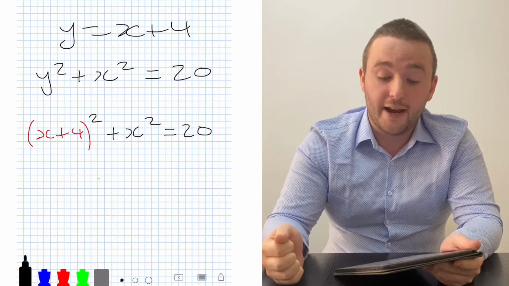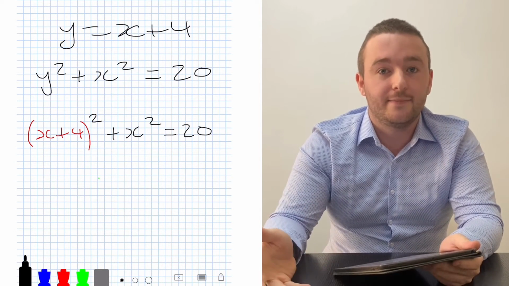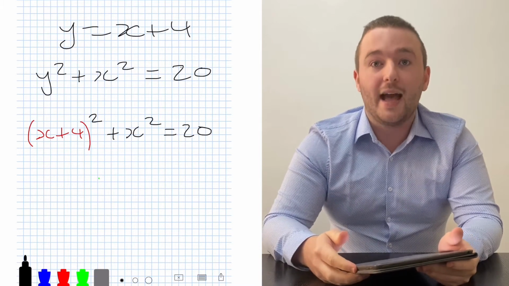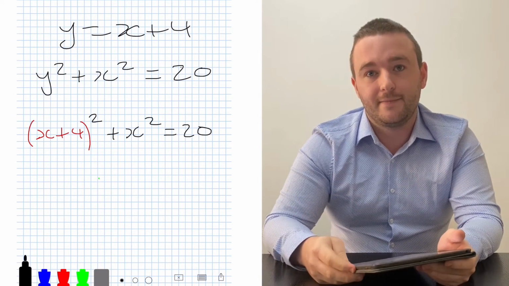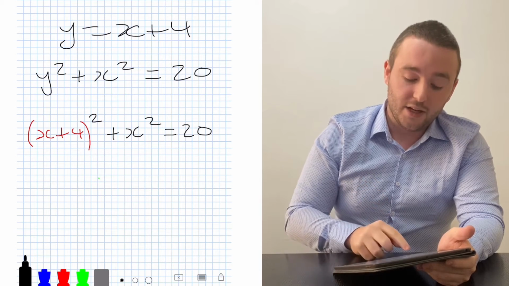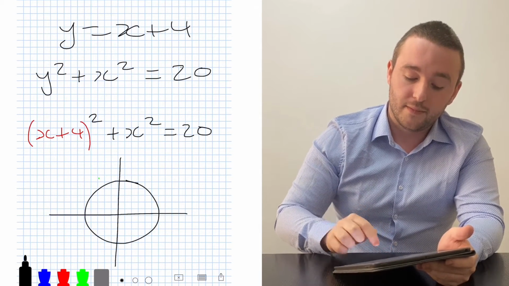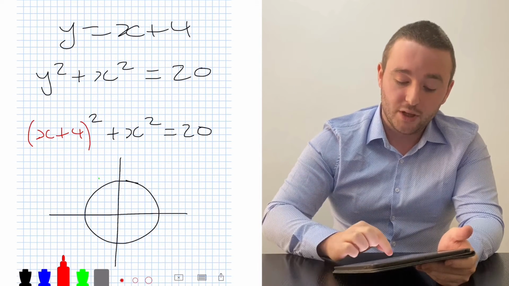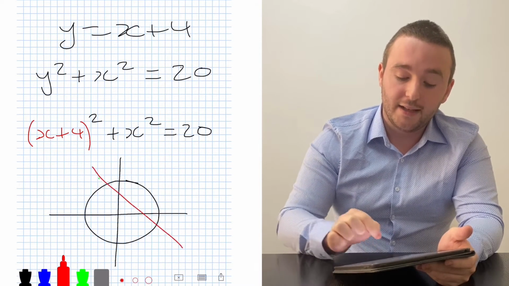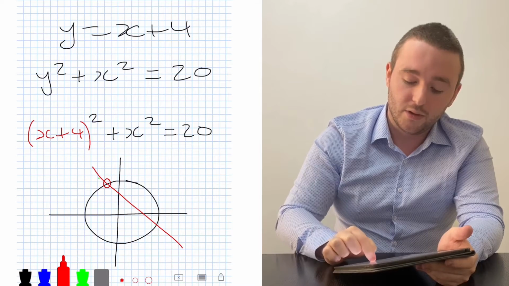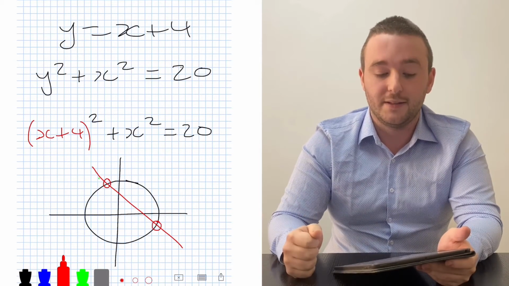Now, if you multiply that out, you'll end up with a quadratic, which is fairly easily solvable, and you'll end up with two different answers. This is because that second equation is actually the equation of a circle. So, if you were to plot this out, you would see that lines generally intersect with circles twice. So you'll get two different answers.